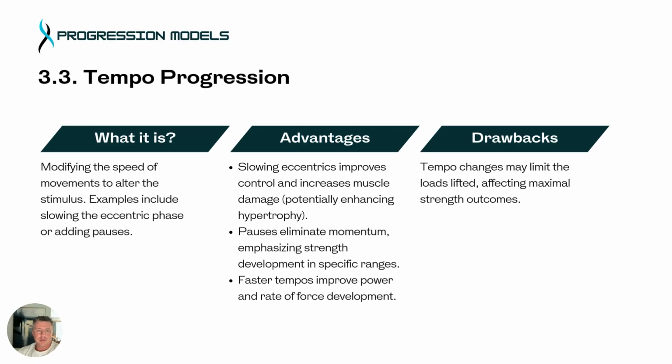Now, tempo progression is modifying the speed of movements to alter the stimulus, so slowing the eccentric or adding pauses. We've talked about this in the previous module. It may affect the load lifted. I will do this based mainly on strength. So if someone is struggling with a certain part of a lift, I may in the next phase focus the tempo to really strengthen that up. Now, those are all the single progression models.